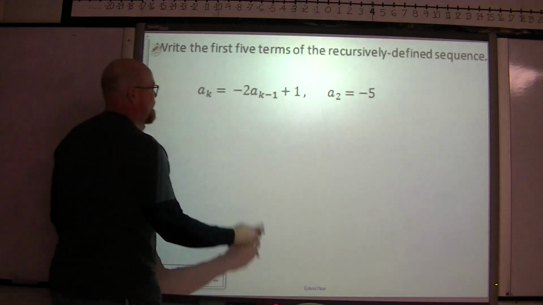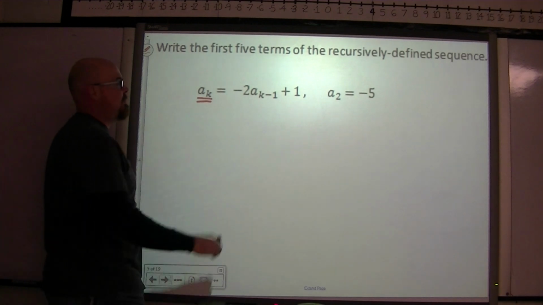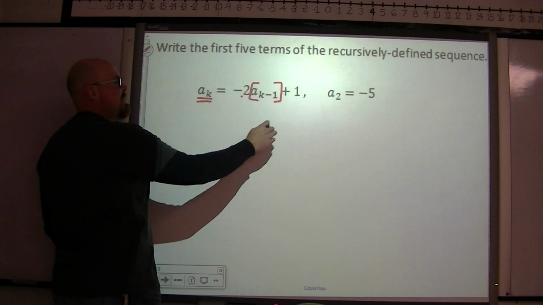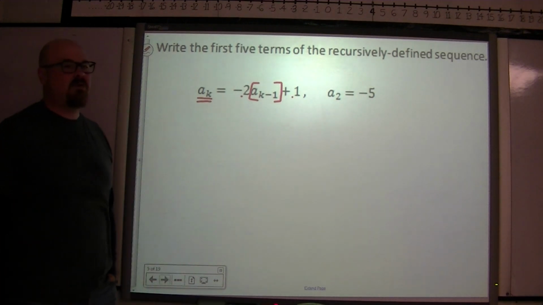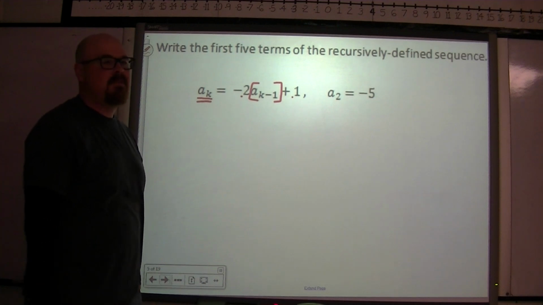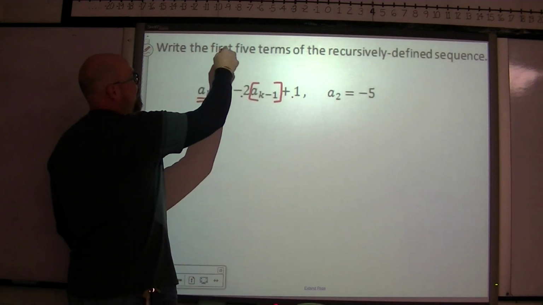Remember that this rule is saying if you want to know the next term, take the term that came before it, multiply it by -2, and then add 1. Here's where the trick comes in with this problem, right? You're given the second term. So find a sub 1, and it says find the first 5 terms.